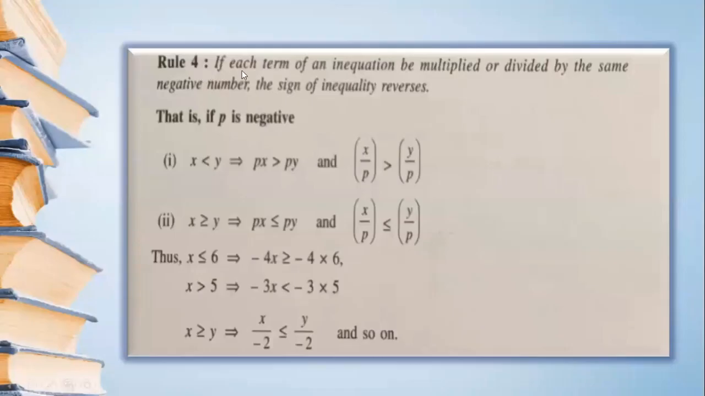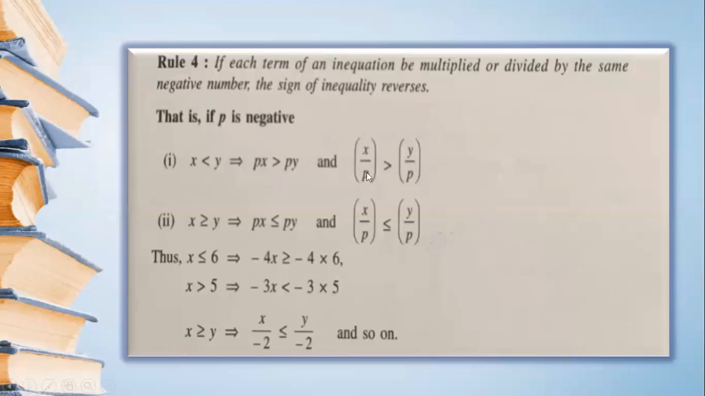Rule 4. If each term of an inequation is multiplied or divided by the same negative number, the sign of inequality reverses. That means greater than will change to less than, or less than will change to greater than. For example, if P is negative, then we have x is less than y. So on multiplying both sides by a negative number P, we will get Px is greater than Py. Initially we had a less than sign, but after multiplying by a negative number on both sides, we get a greater than sign. So the inequality sign reverses.